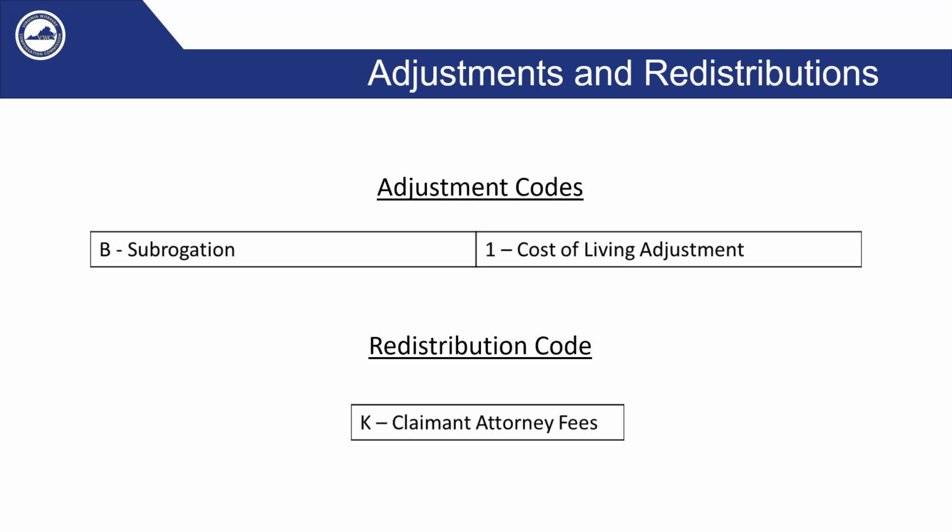We also only accept 1 redistribution code, code K. It should be used where the claimant's attorney fees were deducted from the claimant's compensation, except in cases where it was deducted from an awarded lump sum or compromise settlement. We will discuss that reporting in a later slide.